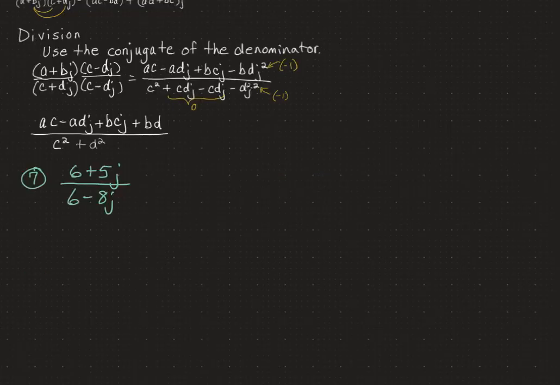Here's example 7. Now, this might be set up by saying divide 6.5j by 6 minus 8j. You might be given this fraction and be asked to simplify it. There are different ways this could be asked. Does not matter how you are asked.